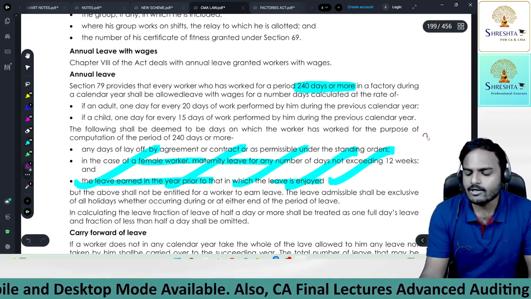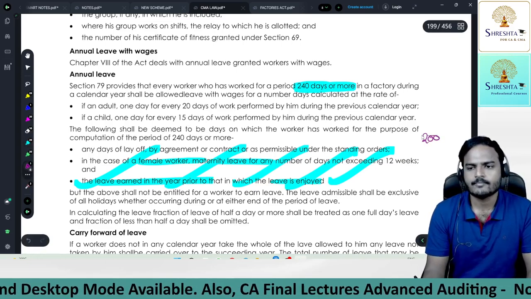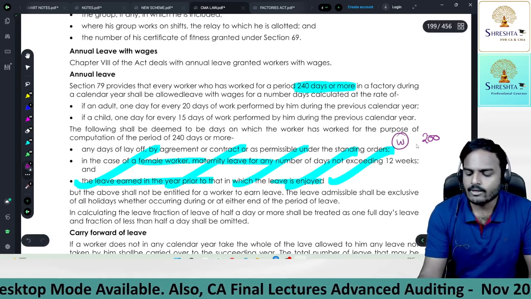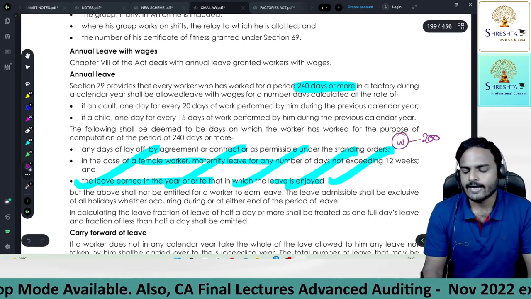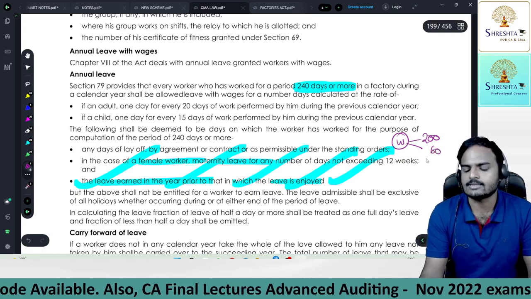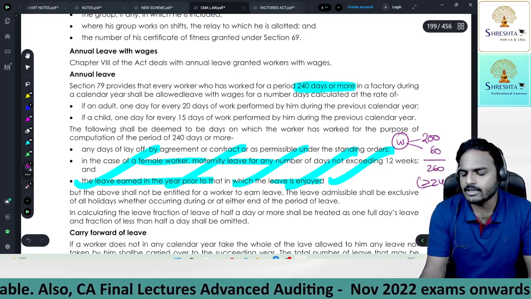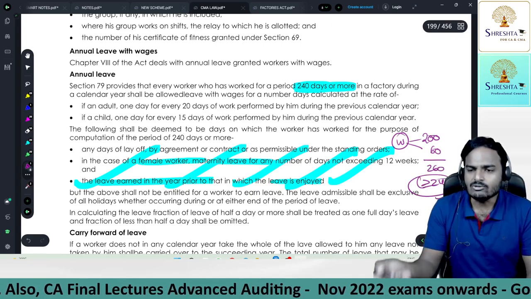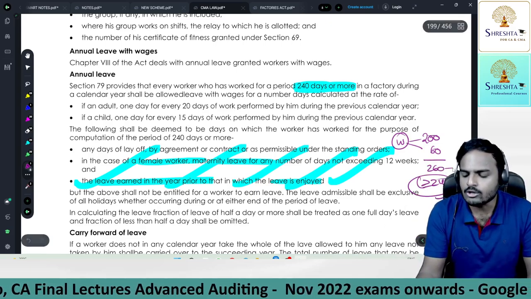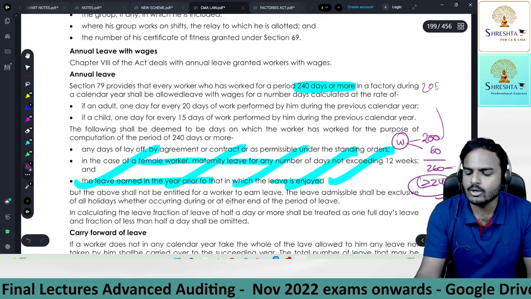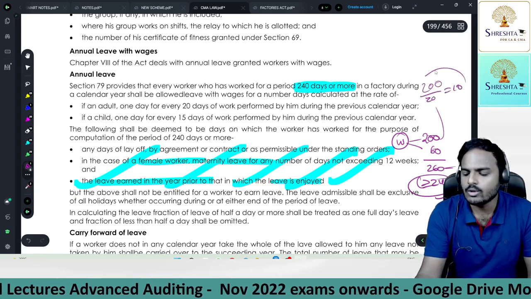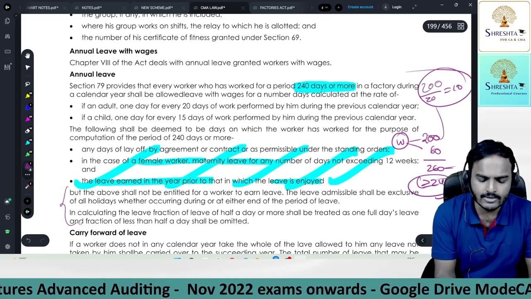Suppose I worked for 200 days. A woman worker worked for 200 days and she took maternity leave of 60 days. Now total 260. Condition 240 satisfied. Now she will get leave with wages not on 260 but on 200. 200 divided by 20, only 10 days. That is the meaning of this point.